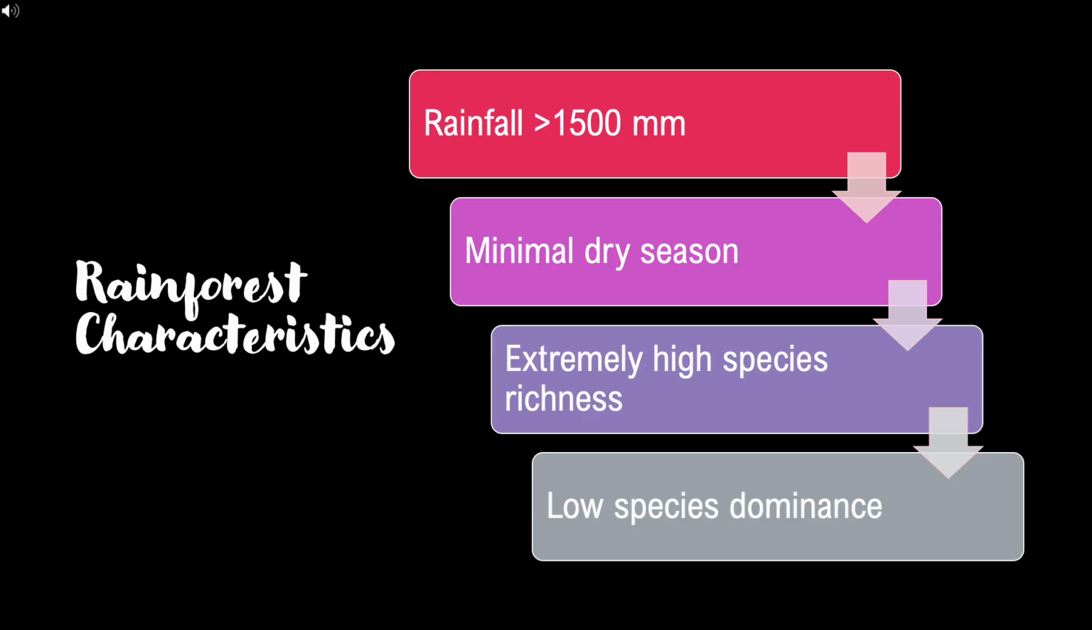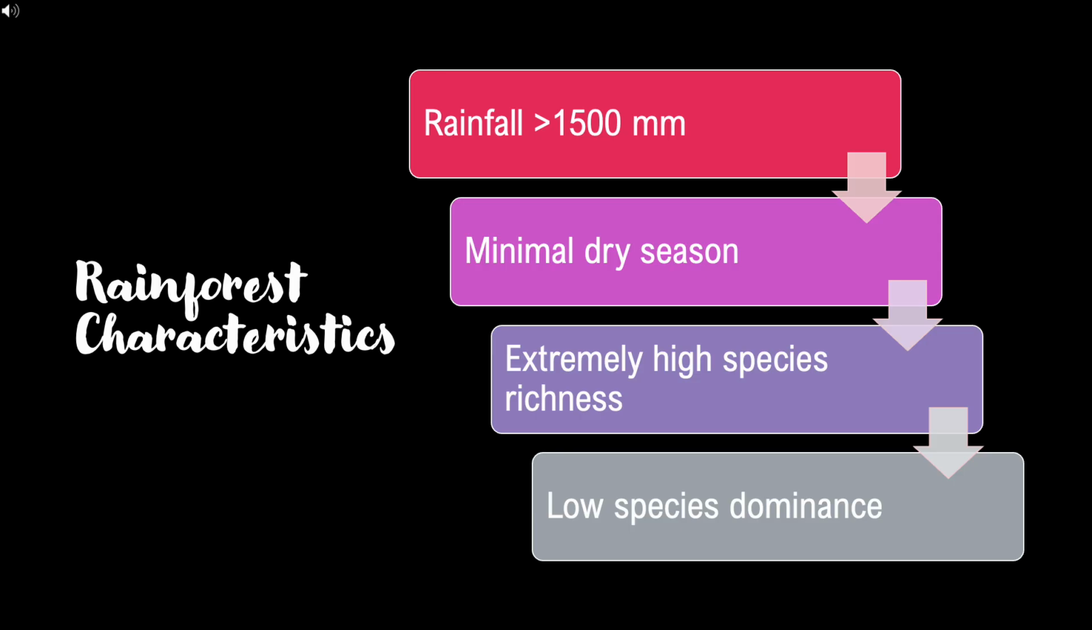The result is extraordinary species richness. A single hectare of Amazonian rainforest might contain 200 or more tree species. By comparison, a whole temperate forest might have 30. This diversity is staggering, and it's a product of millions of years of evolution in a stable, resource-rich environment.